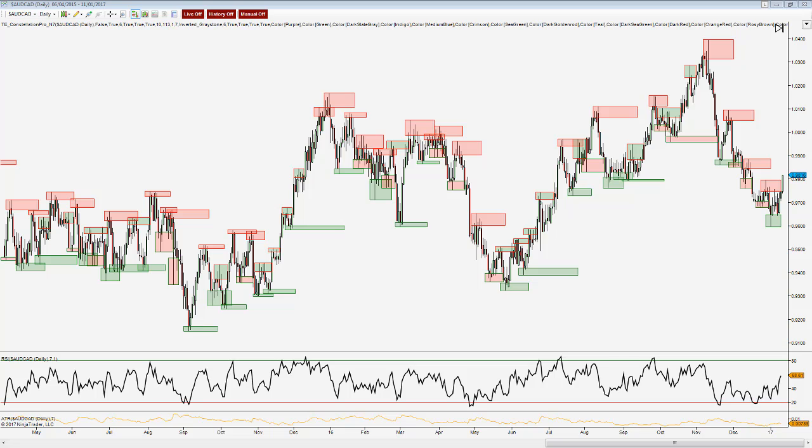Most of the pairs have been torn apart. There's a couple of things I want to go through on the Aussie pairs. So I'm going to share with you my analysis on the Aussie CAD and the Aussie dollar. All right, so we're going to start on the Aussie CAD.